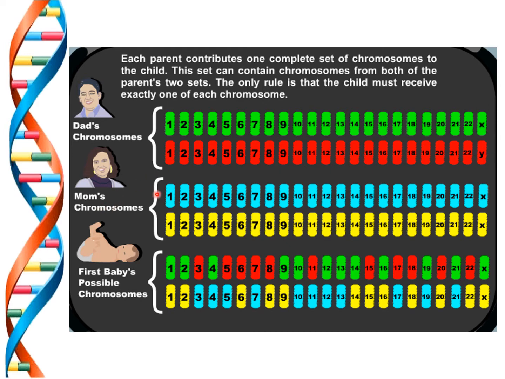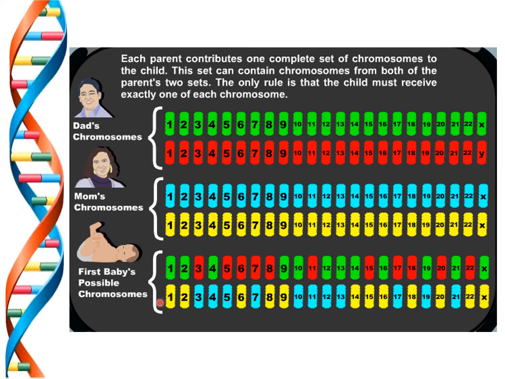The mother's chromosomes are represented by the blue and the yellow set of chromosomes. Her sex chromosomes indicate two X chromosomes, therefore she is a female. Looking down here at the first baby's possible chromosomes, the top row represents the chromosomes that were given by the father, which in total would equal 23, including the sex chromosome, and the mother's totaling 23, including the sex chromosome. From the father, the baby has received 1 and 2 from his green set, 3 from his red set, and so on. Looking at the sex chromosome, the father has given this child an X chromosome.